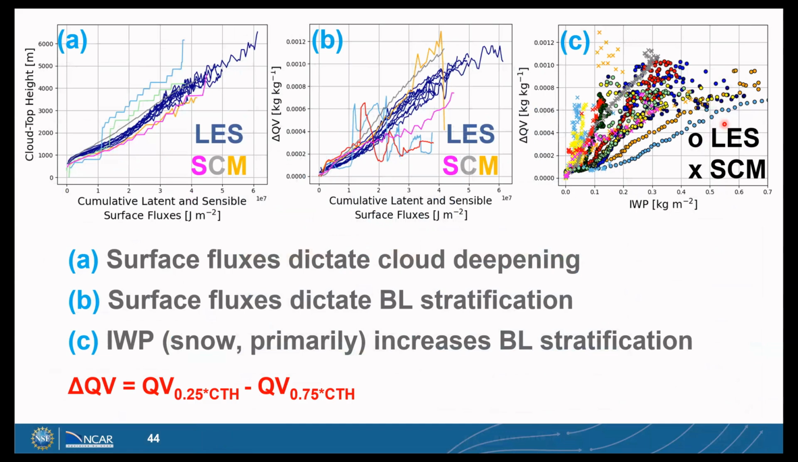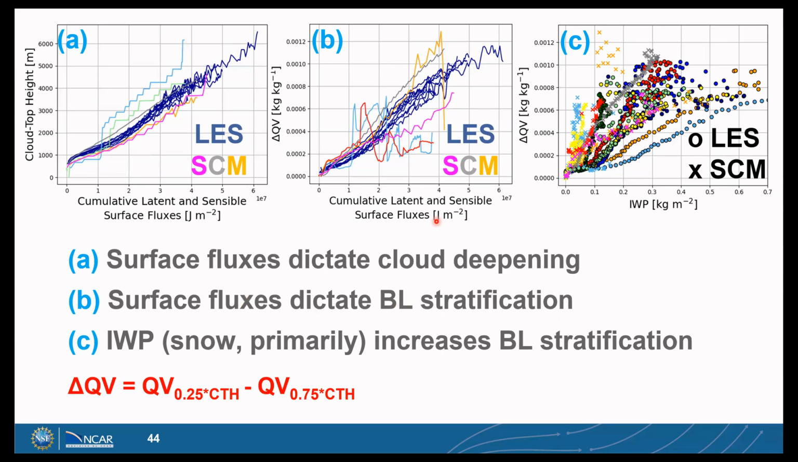Okay, real quick results. Going to zoom through this. We find that surface fluxes dictate cloud deepening. This is really strongly surface forced. The surface fluxes are having a big effect. LES are all in blue here. The SEMs are in different colors. The SEMs don't collapse as well as the LES, and maybe that's not a surprise.